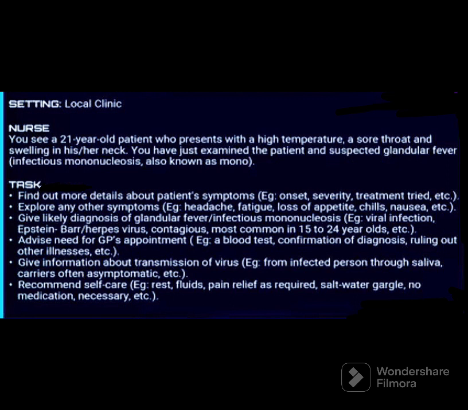You see a 21-year-old patient who presents with a high temperature, a sore throat and swelling in his or her neck. You have just examined, underline that point, you have just examined. That means this is a known case. The patient and suspected glandular fever. In bracket, they have given infectious mononucleosis, also known as mono. So this is the thing they have given in the instruction. So it is clear that it is a known case. You have already started the conversation.